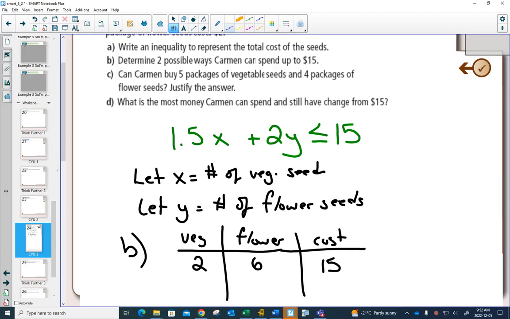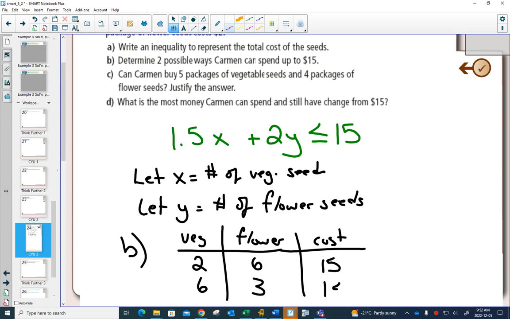Gunner. I had 6 vegetables. 6 vegetables. So 6 vegetable, that's going to cost you $9. And how many flours did you buy? 3. And that also equals perfectly 15.